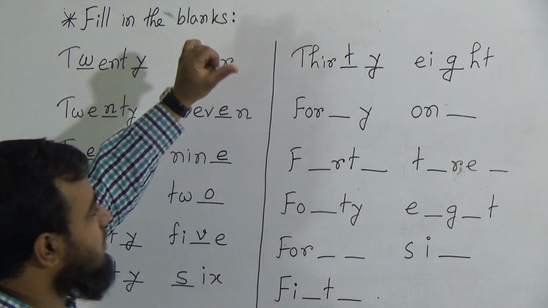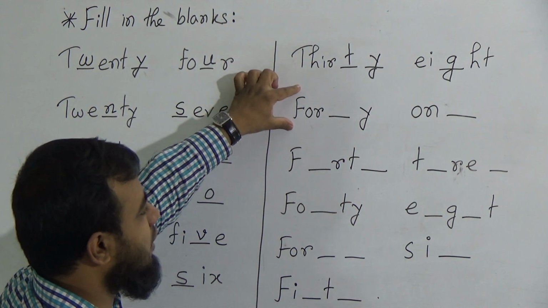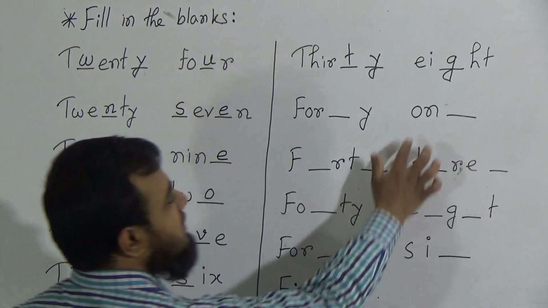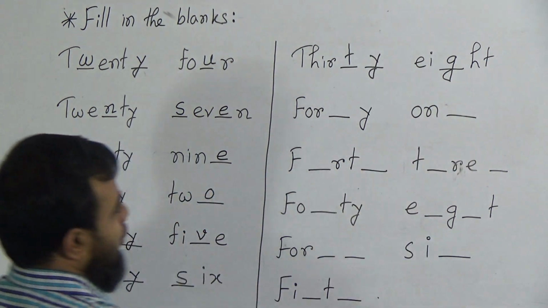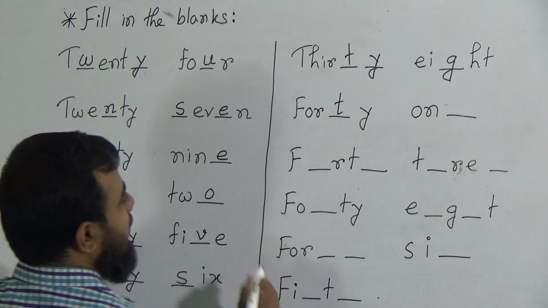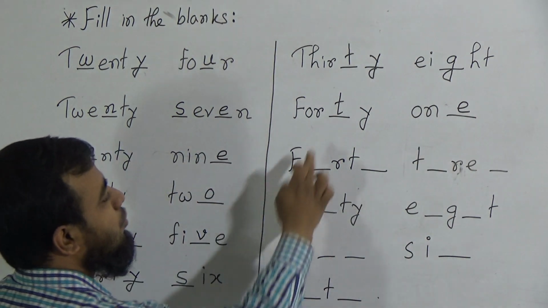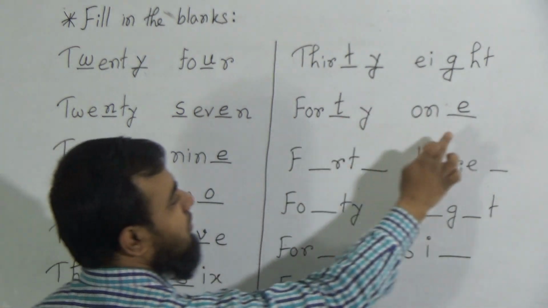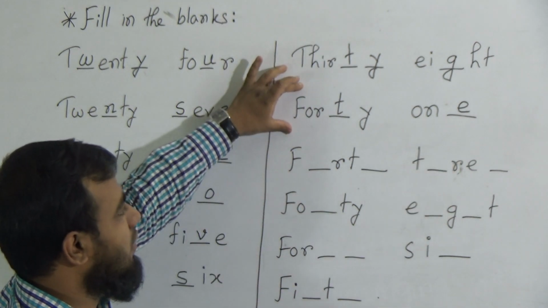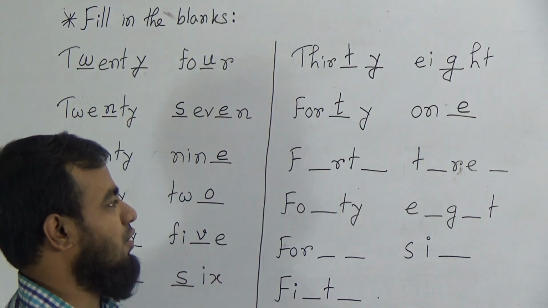Now the next one, we start with F. That means it should be 40, right? It's FORTY 40, and it's very easy. ONE 1. It's FORTY 40, then ONE 1. That means the first blank will be filled with the letter T, and the second blank with the letter E. So it makes 41. The spelling is F-O-R-T-Y, 40, then O-N-E, 1, 41.